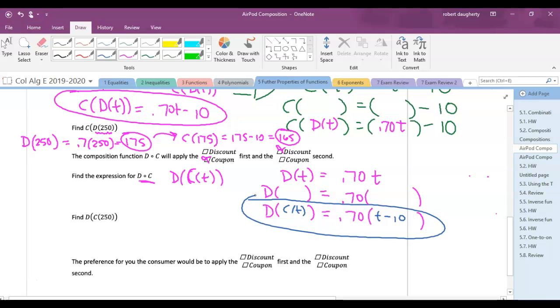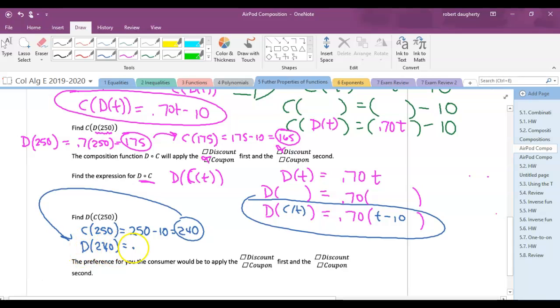If I want to evaluate this at 250, what do I do first? Find C of 250. That's 250 minus 10, which is 240. Take that number and plug that into D. So D of 240 is my discount, so 0.70 times 240, which is $168.